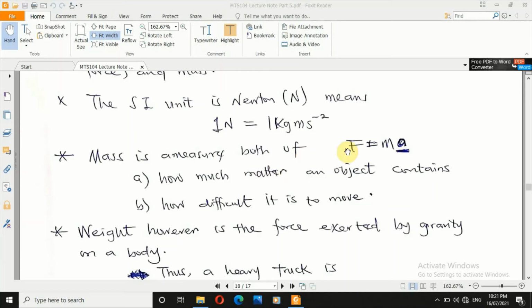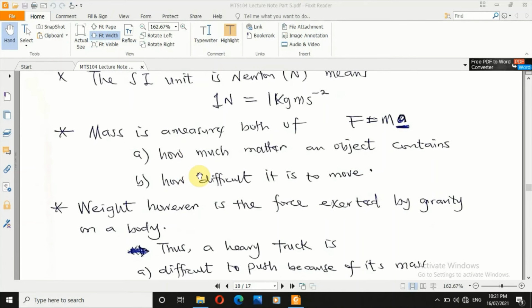And mass is a measure of what? So how much matter an object contains. I think I've talked about this, and the matter is made up of what? Of atoms and molecules. So how difficult it is to move. That is how we can measure mass. We measure mass by trying to calculate the total amount of atoms inside of it, and we can also measure it based on how difficult it is to move. Like the case I cited the other time, a boy of 5 kg and a man of 50 kg. Notice that they have different amounts of mass.